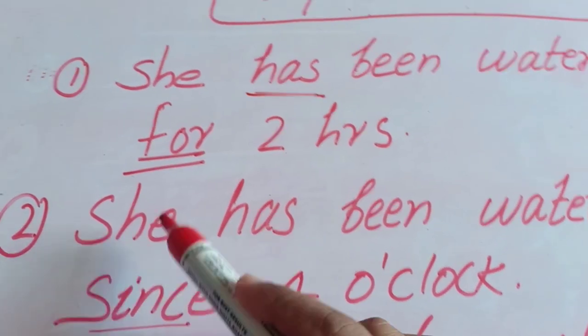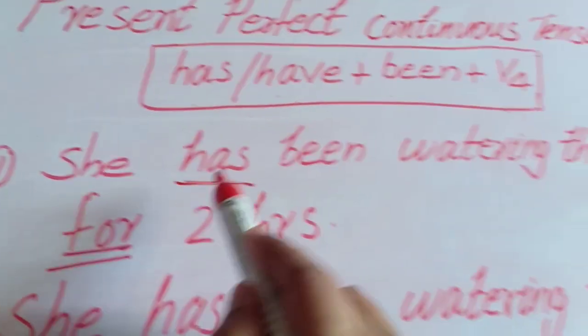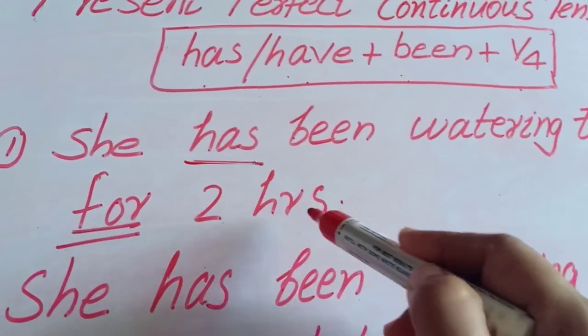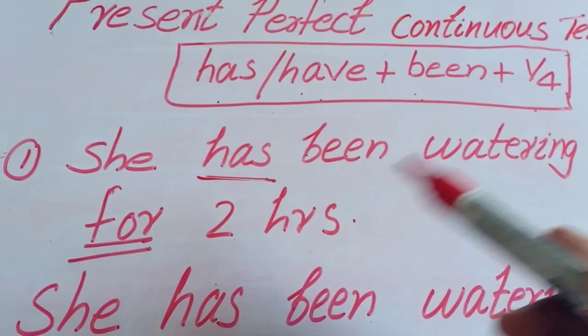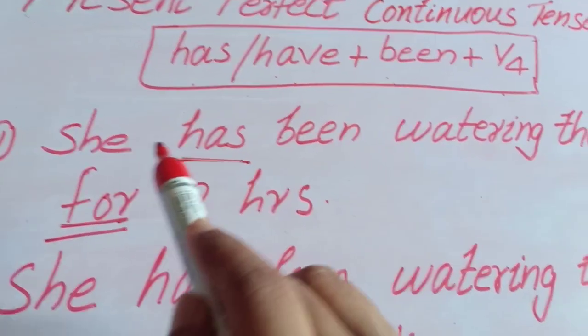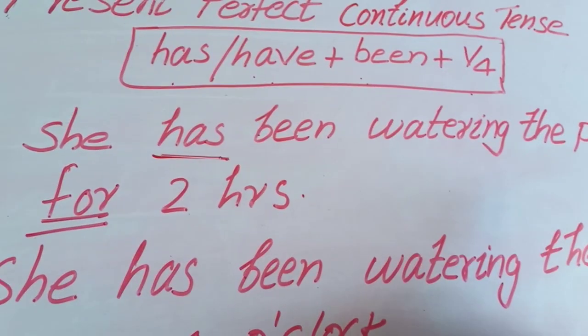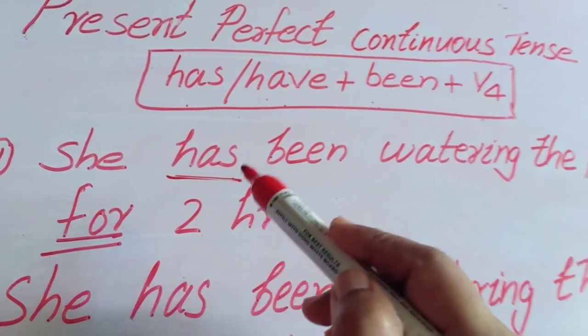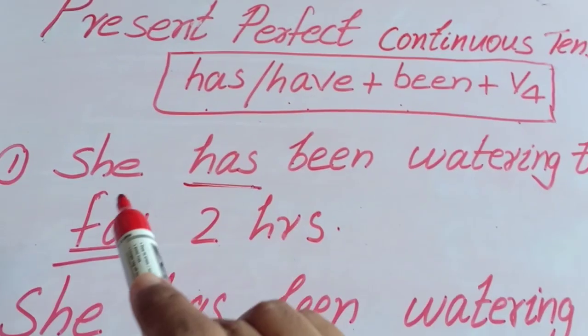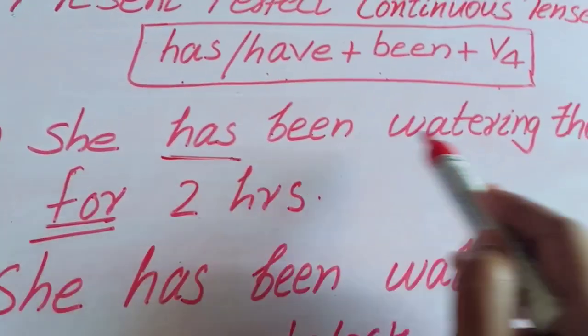Don't confuse both. Okay, what is the meaning? She has been watering the plants for 2 hours. It means she started the work 2 hours back, but it is still going on. So, we will use present perfect continuous tense in that manner: things that happened in the past but are still going on.